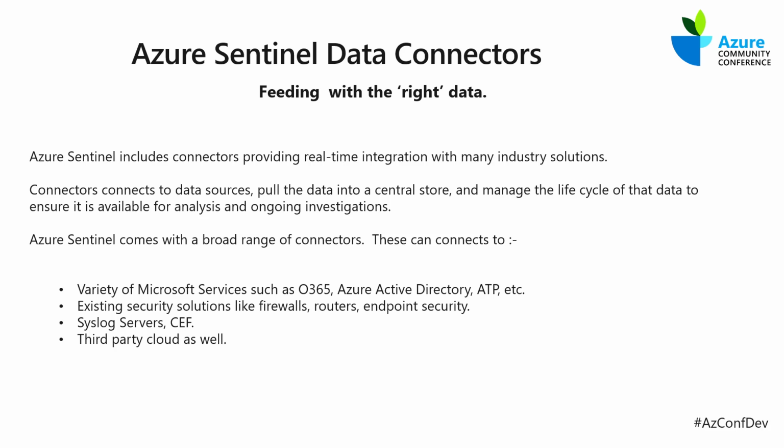So there are multiple types of connectors available. If you categorize them, there is a native connector, a direct connector, an API-based connector, and then the agent-based connector. The native connectors are similar to the Azure AD connector, Office 365, or Cloud App Security, etc.